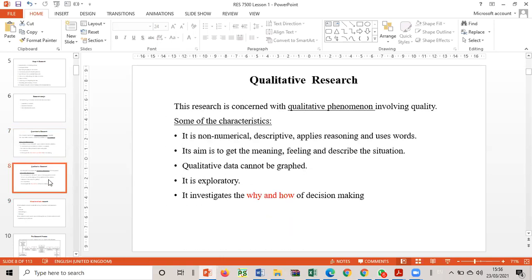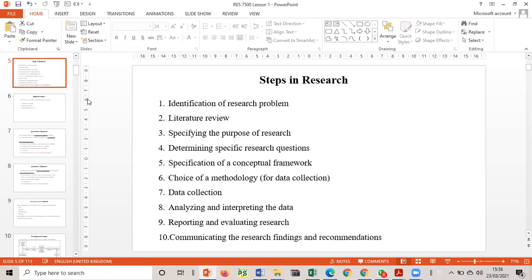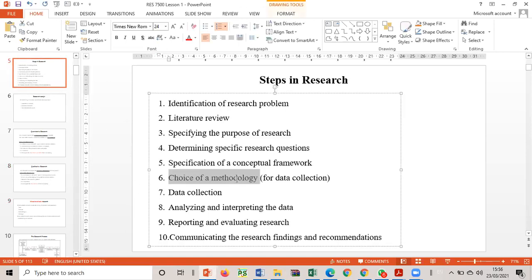How do you know which one to choose in the beginning? How do you know which one to choose for your research? Okay, that's why this is important. Choice of methodology, whether it is going to be quantitative or qualitative. Let's start from here, right?